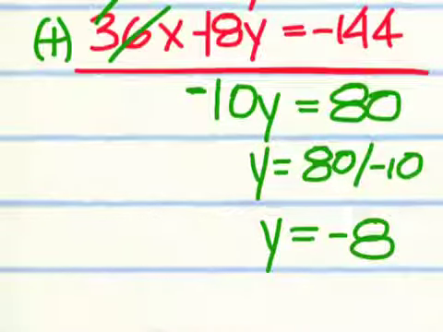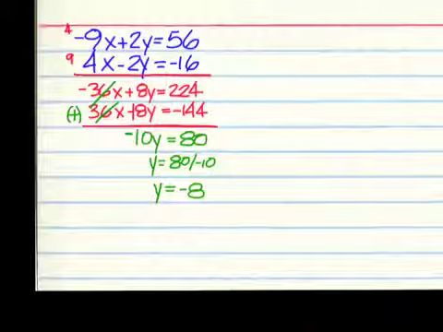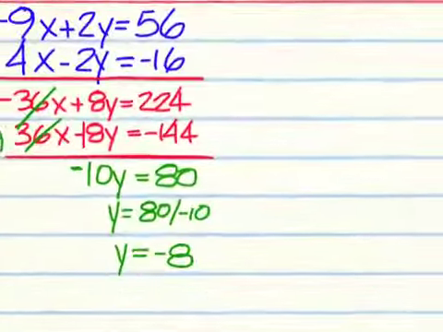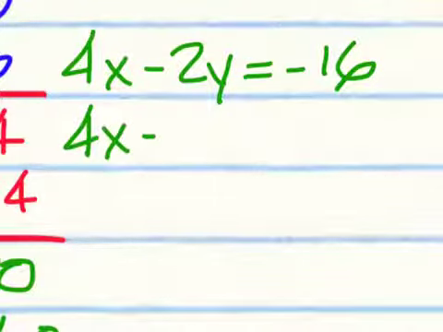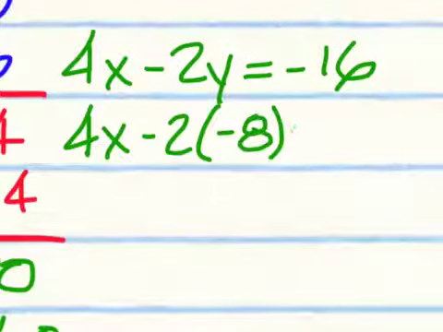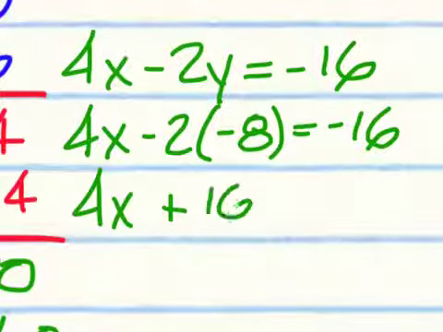So we'll take a look at the equations. I think the bottom one would be the easiest one. So we have to plug a negative 8 in there. That's 4x minus 2y equals negative 16. 4x minus 2y equals negative 16. And plugging in a negative 8 for y. That's going to simplify to plus 16, and you're going to move that to the right.